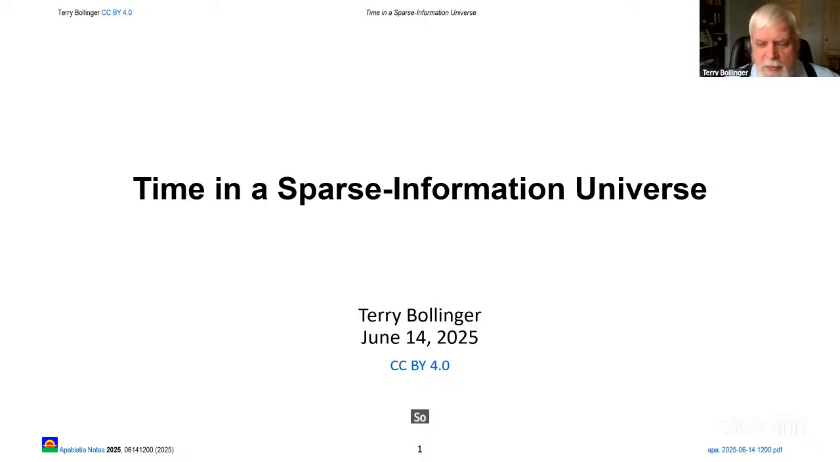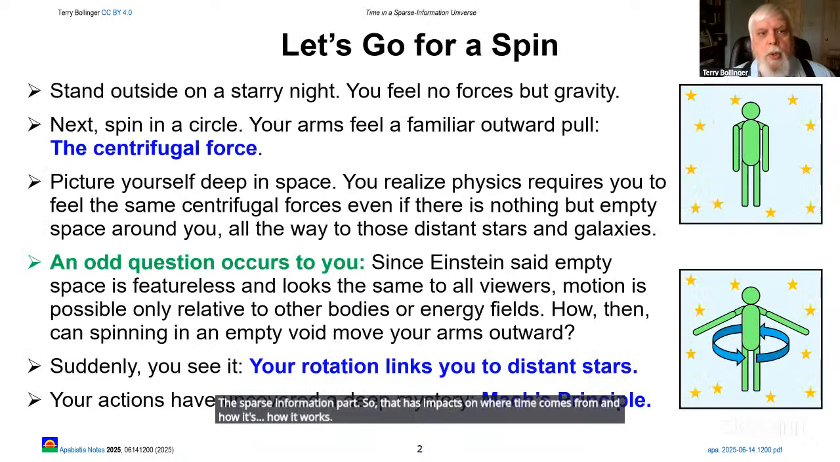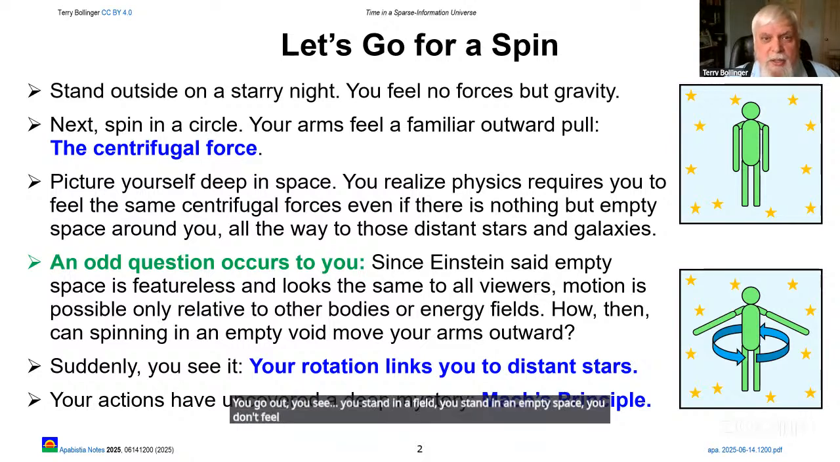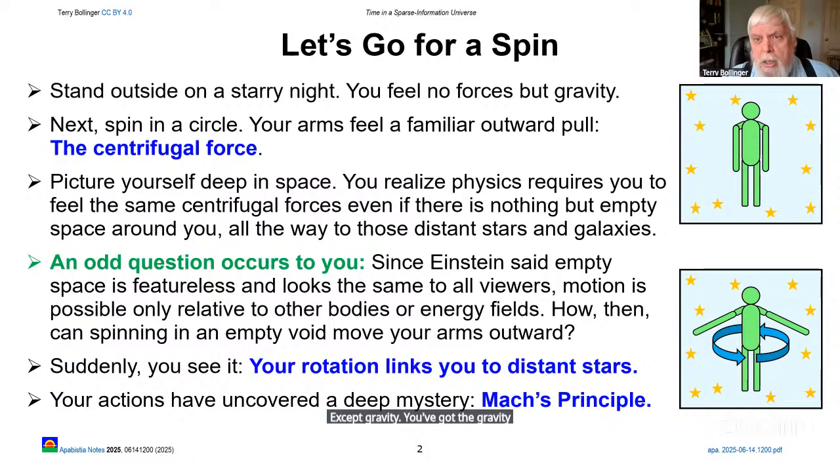So, time in a sparse information universe, talking about the sparse information part. That has impacts on where time comes from and how it works. I'm starting off in an unexpected direction on purpose, and it's a little thought problem. Many of you may have already seen this before, but imagine that you go out on a nice, clear night, you stand in a field, in an empty space, and you don't feel anything except gravity. You've got the gravity pulling you down, but other than that, you're just there.